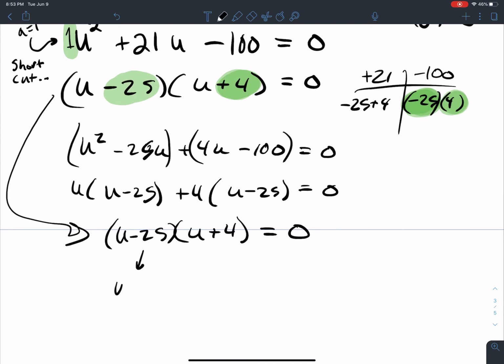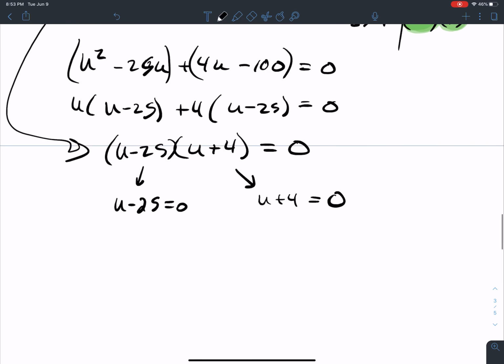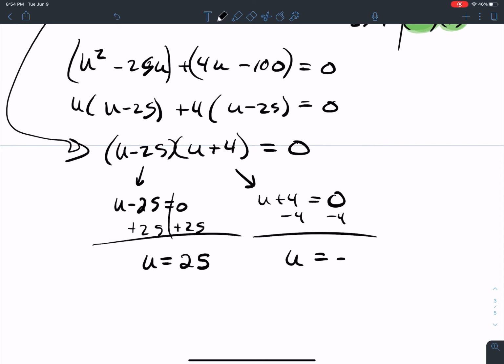Set each piece equal to 0. u plus 4 equal to 0. And now add 25 to both sides, and I get u equals 25. And over here, minus 4, and u equals negative 4.